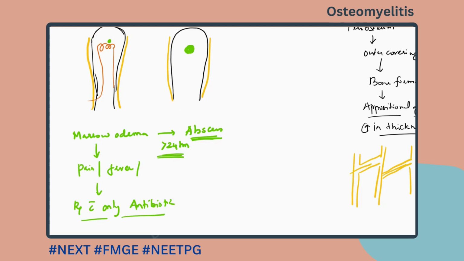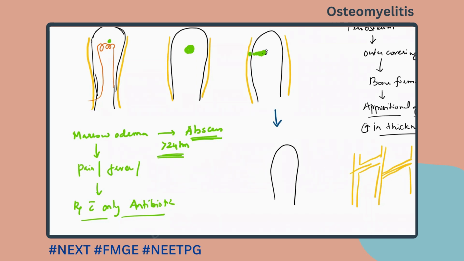Through these canals, infection slowly spreads and reaches the outer part of the cortex. So this is bone again. The infection tracks out, breaks the cortex, and comes below the periosteum. Clear? Once the infection reaches this area, it lifts off the periosteum because of the abscess. Now the abscess is collected here, so the abscess is in this region also.